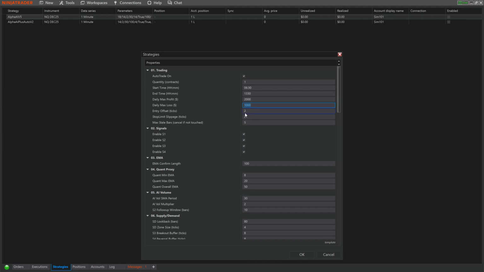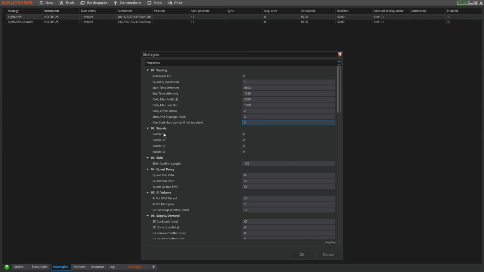And then we have the entry offset, which is how many ticks the bot will take a trade depending on the high or low or swing, whatever. And then stop limit slippage. And then max bars cancel if not touched, which means if we have a signal, because it's a sell limit or buy limit signal, after how many bars, if it does not touch the entry, it will cancel and then look for another trade. In this case it is 5.